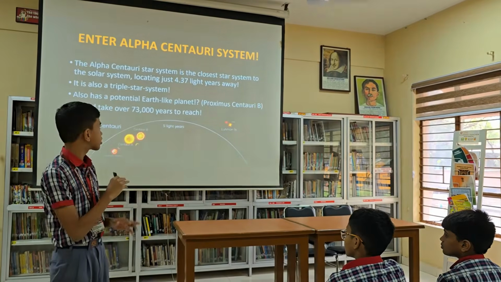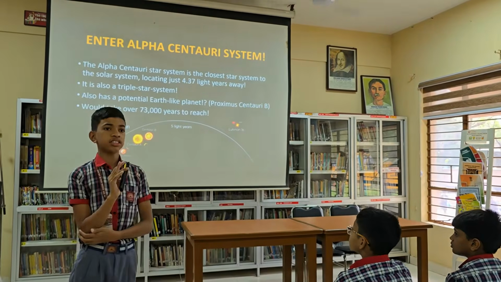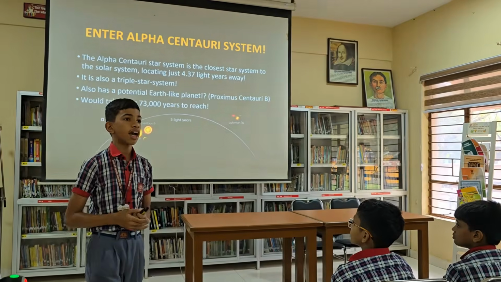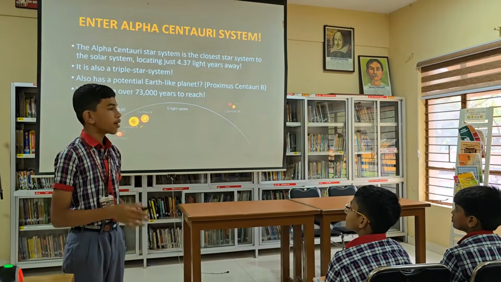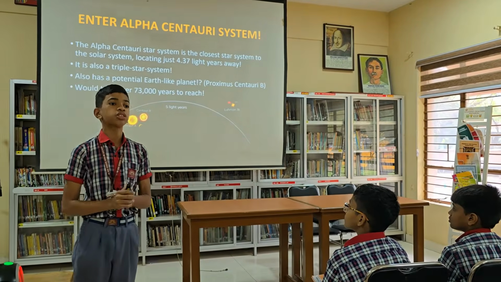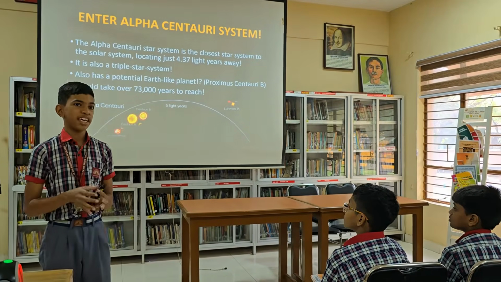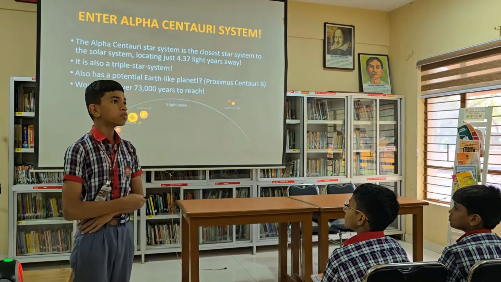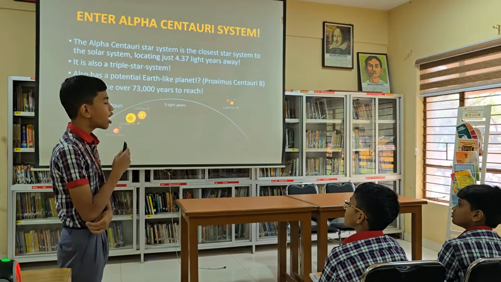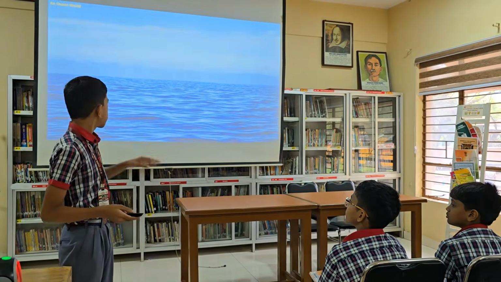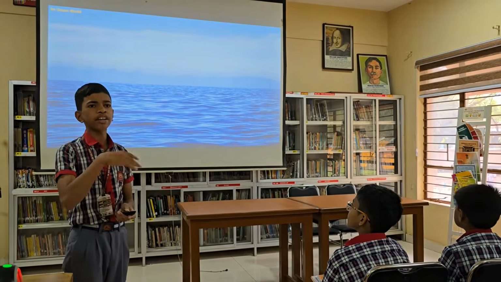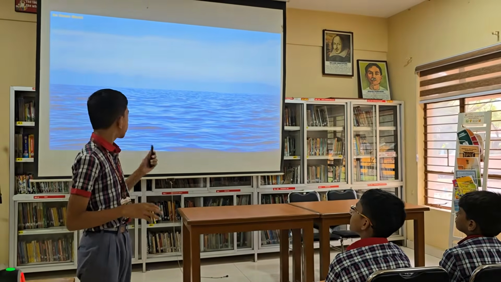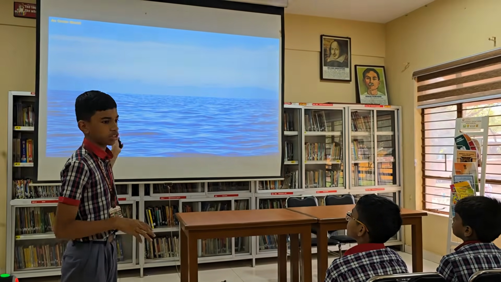And what makes this star system so interesting is the fact that there's an Earth-like planet in the star system. The planet is none other than Proxima Centauri B. Now scientists believe that this planet is an ocean world. And an ocean world means something like this. It's just ocean, only water. There's no land, no mountains, only water and some clouds.